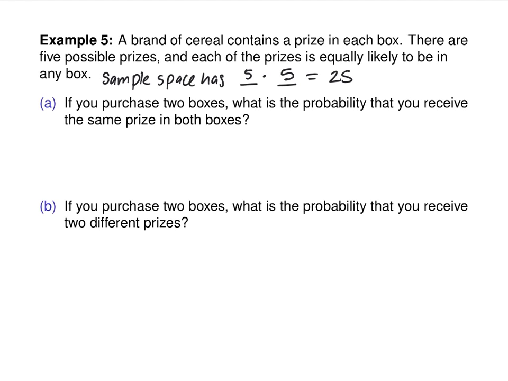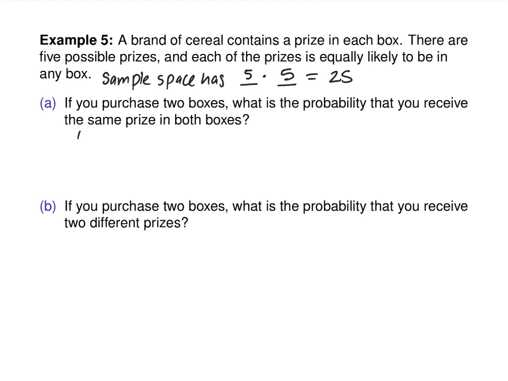And that does include some kind of order, like a Beanie Baby in the first one, and then a race car in the second one. They're counted separately, but anyhow, 25 different events. If you purchase 2 boxes, what's the probability that you receive the same prize in both boxes?